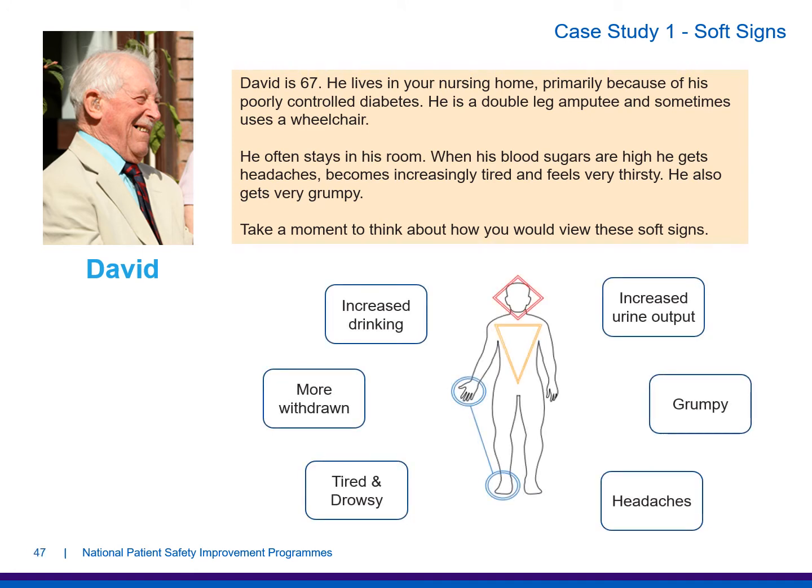So we've got increased drinking, he's more withdrawn, he's tired and drowsy, he has increased urine output, he's grumpy, and he has headaches. So some of these may be signs of his diabetes, and others might be for other reasons. We can't rely on any one of these, but when we see something like this, and when we compare it to what we know is normal for David, we might think there's something going on here.